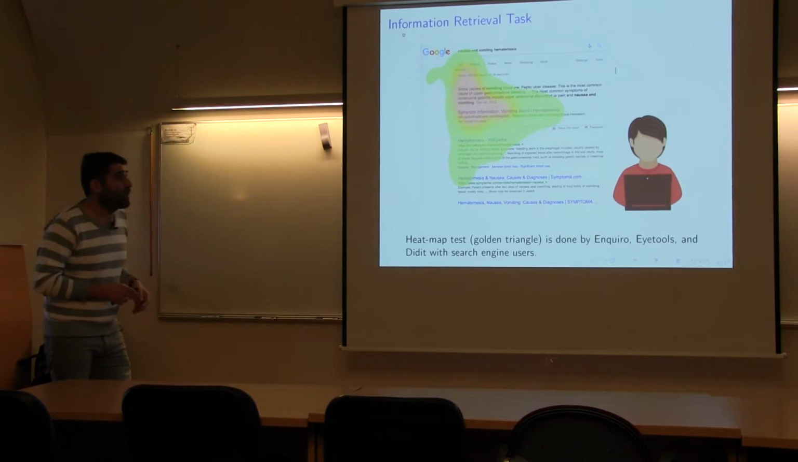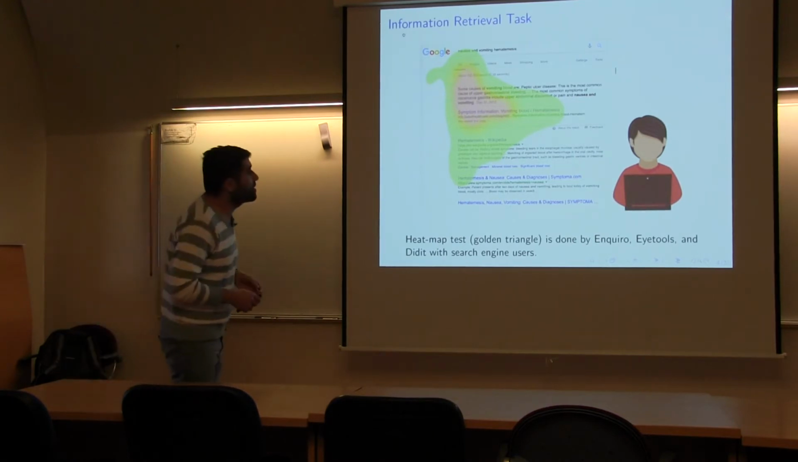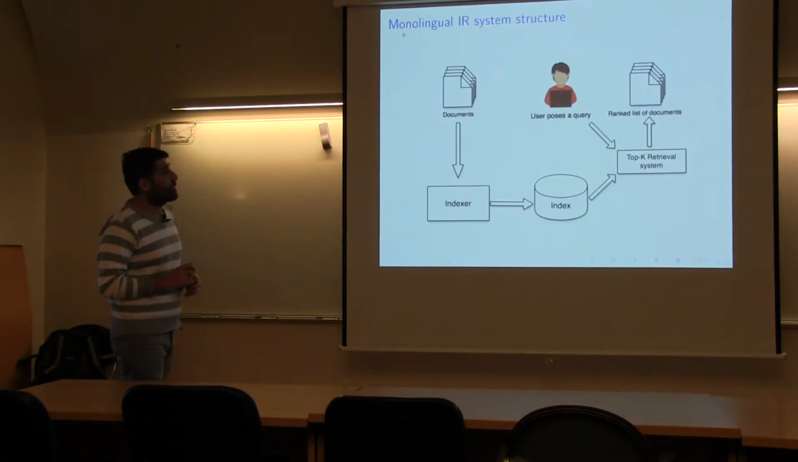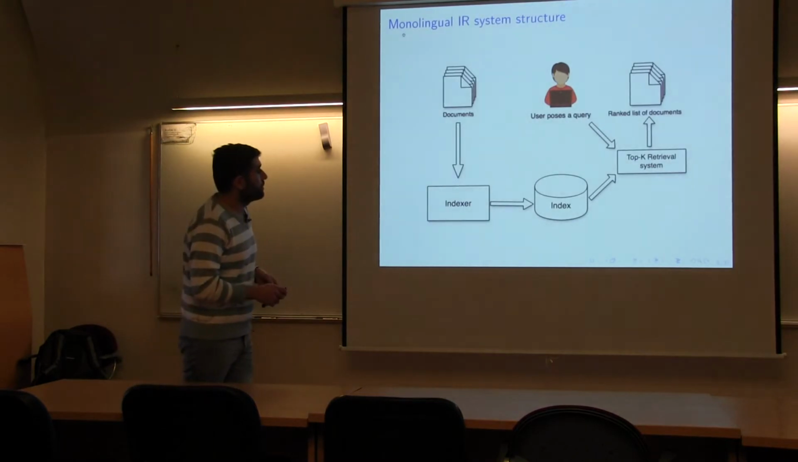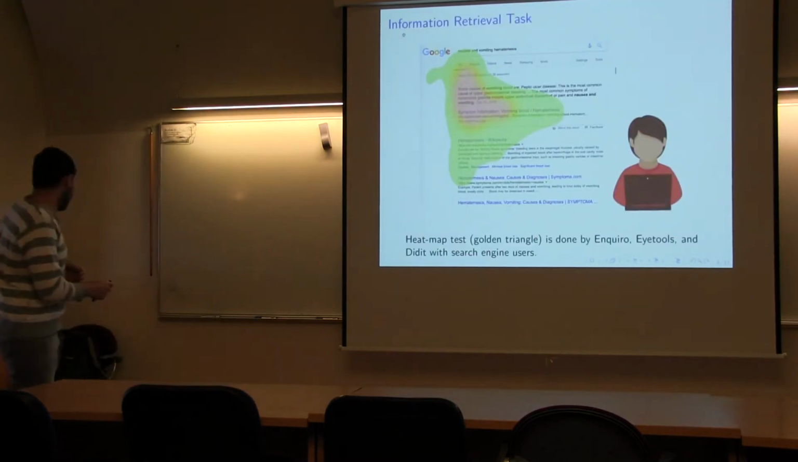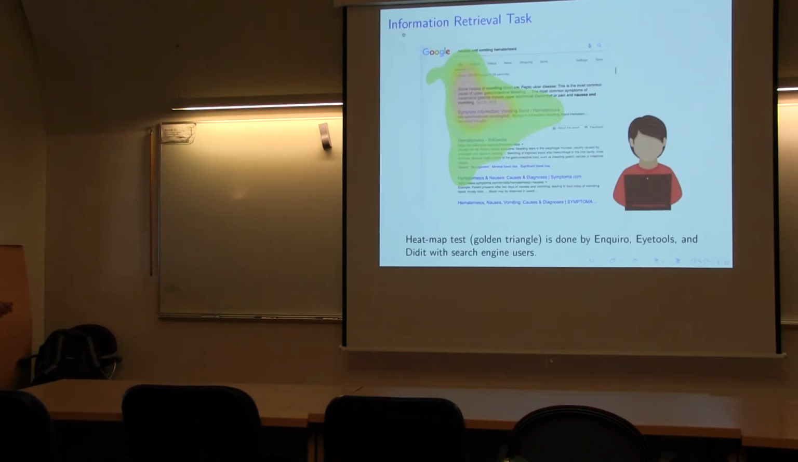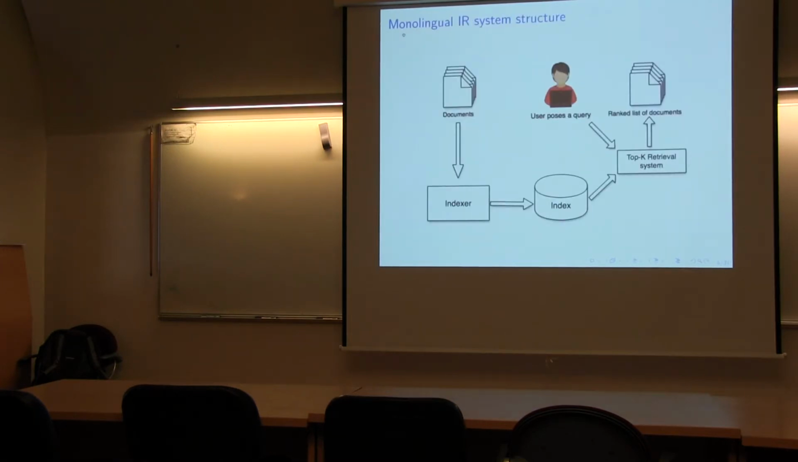So why do we care about this? Why is it important? Why do we care about this heatmap, or about the attitude of our users? Because we want to see how our search engine, or how our information retrieval system, is doing, to evaluate it. So I will talk about it more. First, let me show you the structure of an IR system.